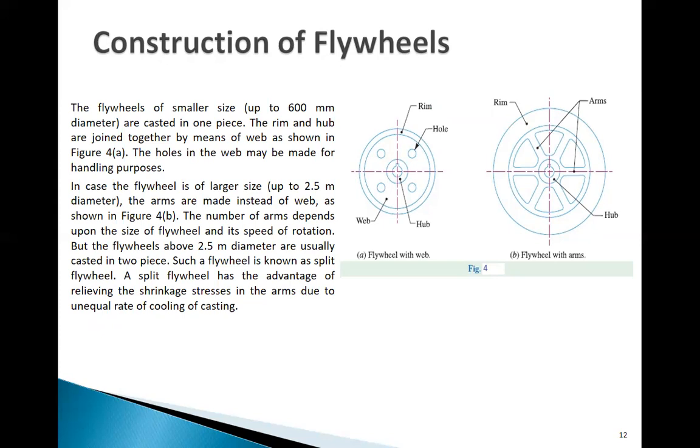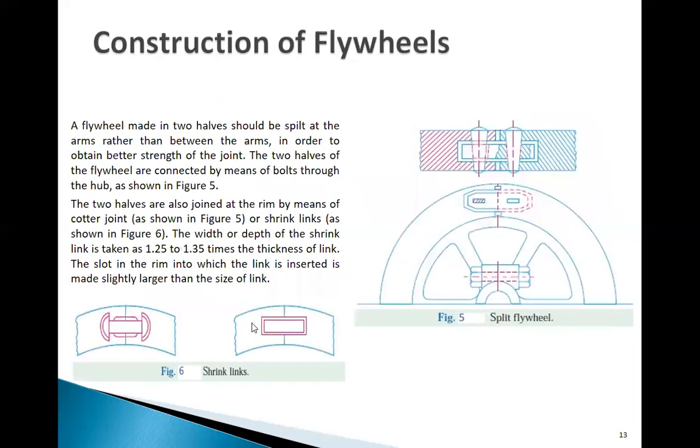The number of arms depends upon the size of the wheel and its speed of rotation. But flywheels above 2.5 meters diameter are usually cast in two pieces. Such a flywheel is known as a split flywheel. A split flywheel has the advantage of relieving the shrinking stresses in the arms due to unequal rate of cooling of casting. A flywheel made into halves should be split at the arms rather than between the arms, in order to obtain better strength at the joint. The two halves of the flywheel are connected by means of bolts through the hub, as shown in figure 5.